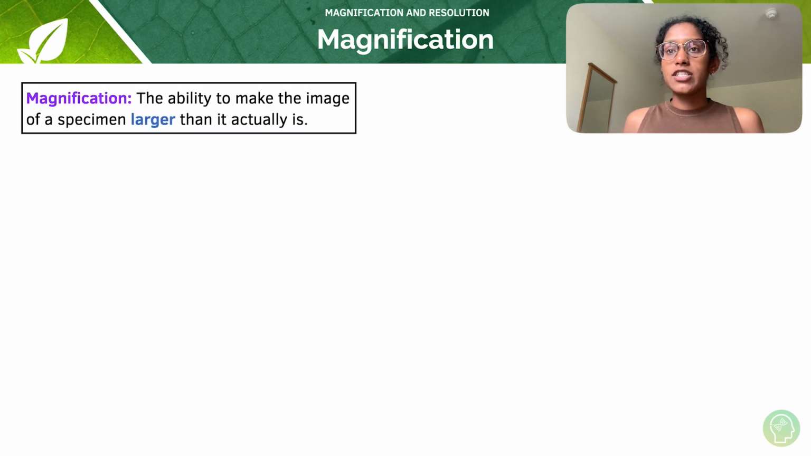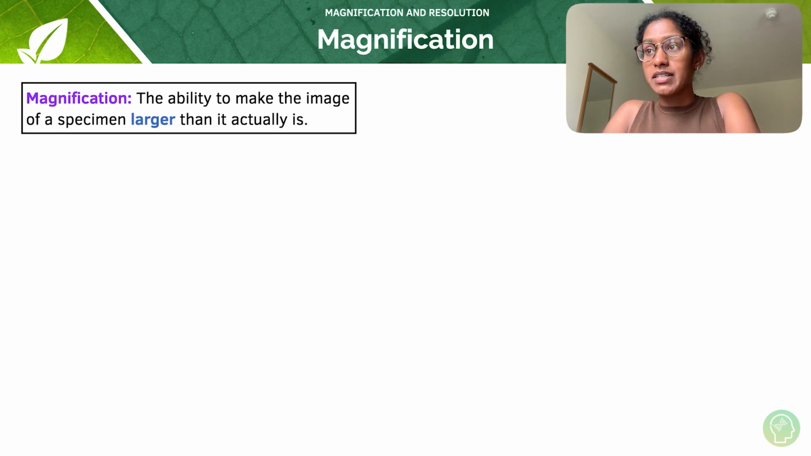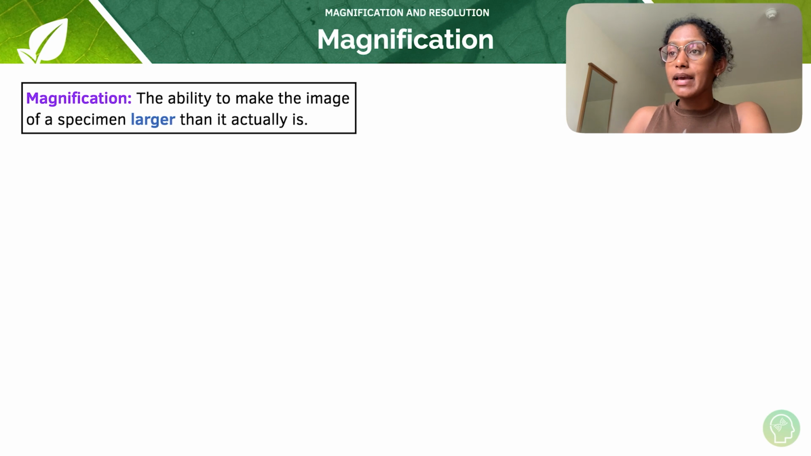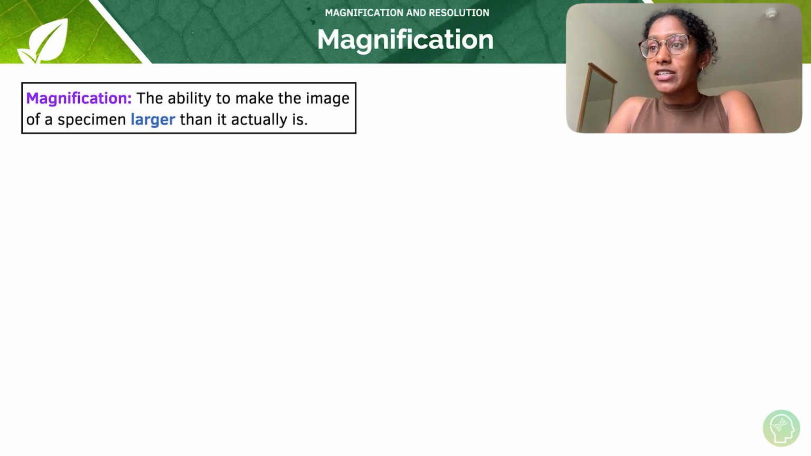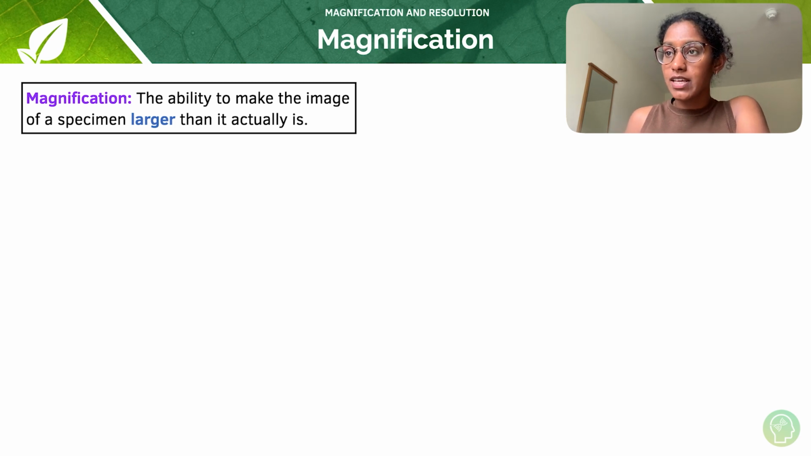So magnification is the ability to make the image of a specimen larger than it actually is. So microscopes use specialised glass lenses which alter the light passing through a specimen to magnify its image. The image can be viewed by the observer or can be projected onto a screen. So to calculate magnification, you must know the size of the image and the size of the real object.